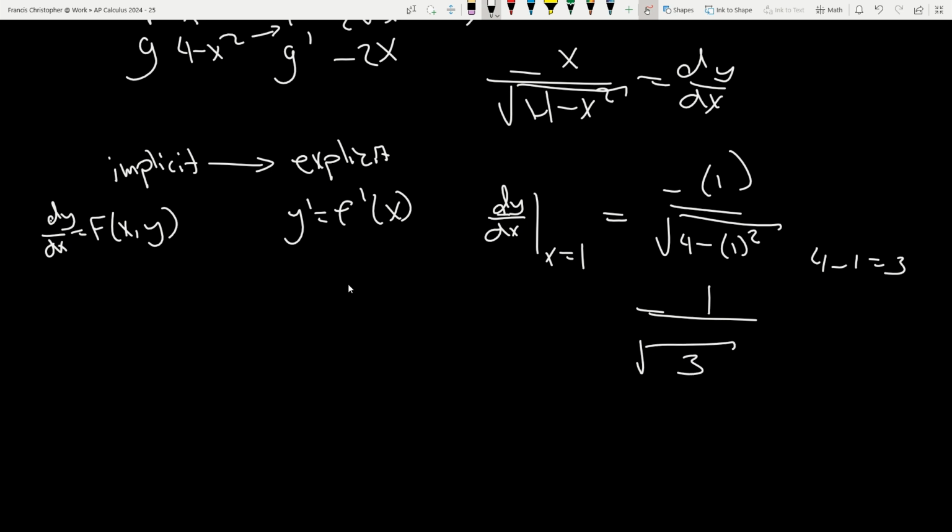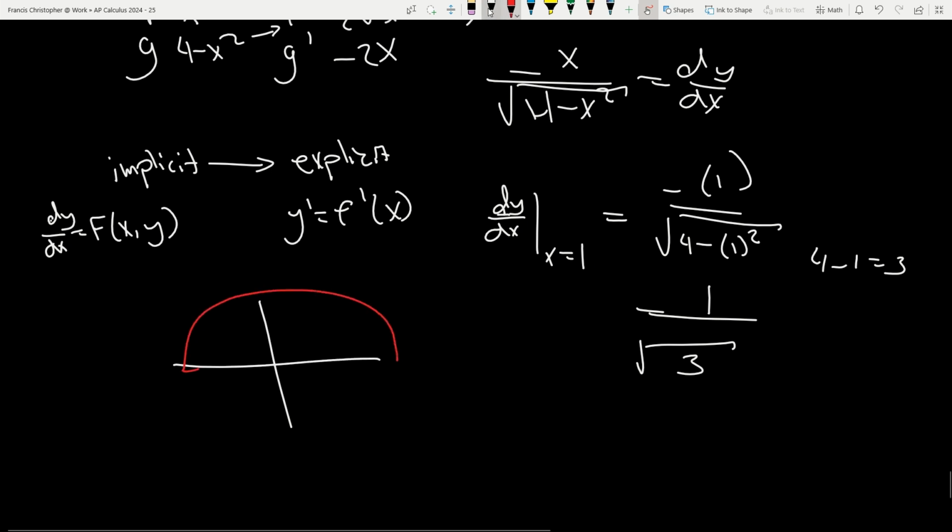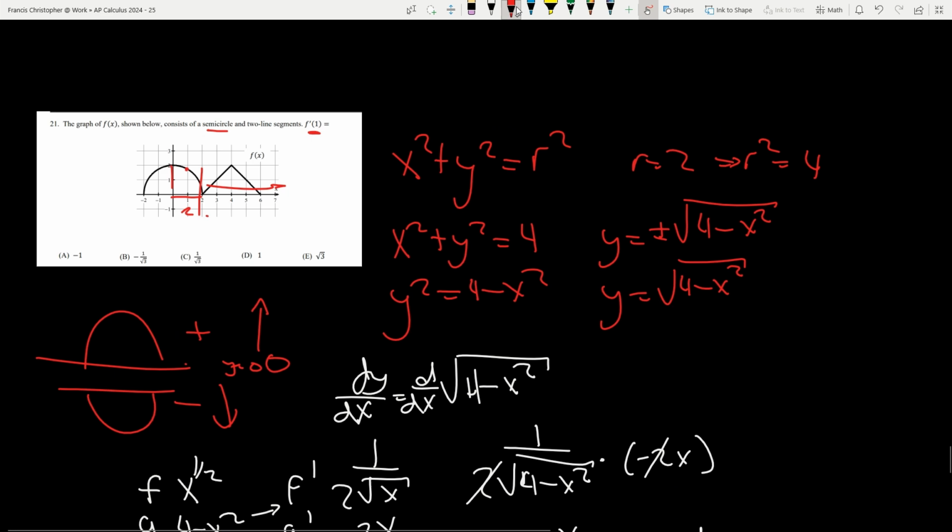And let's see if this makes any sense, right? If we had our semicircle and x equals 1 was like here, it should be a negative slope, right? If you just draw the tangent line, and it is. So what answer choice was that? It should be B.